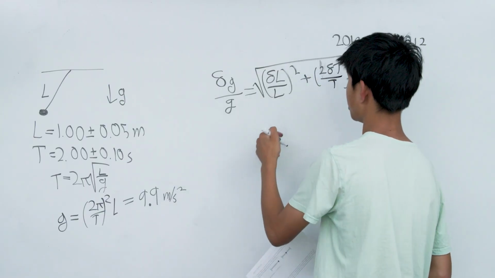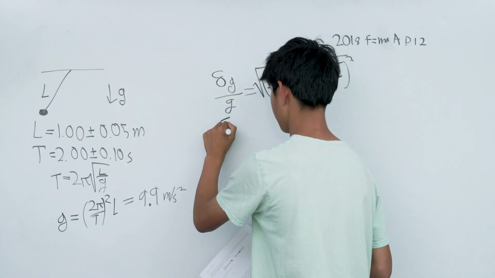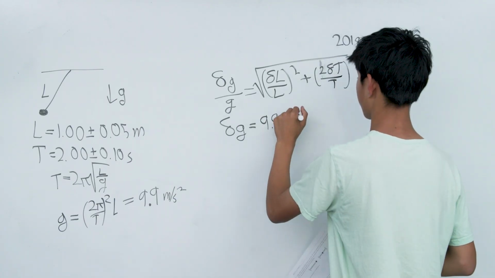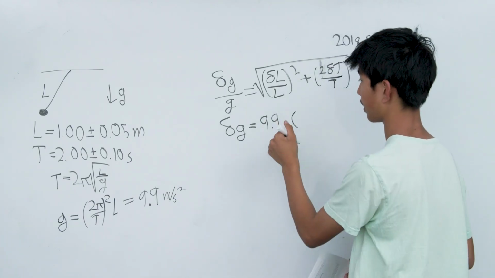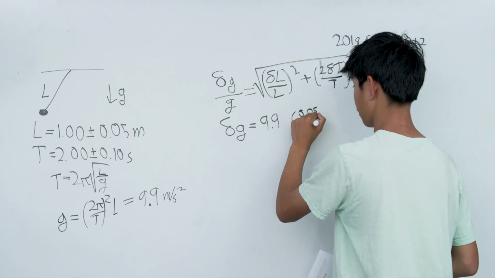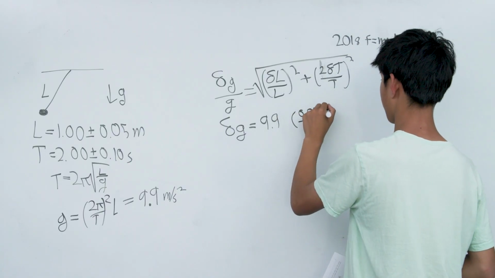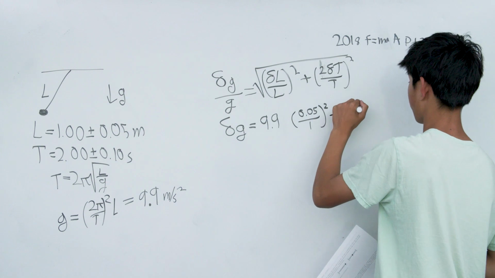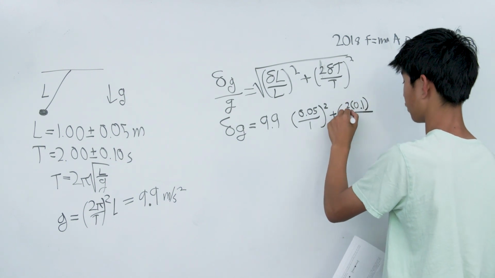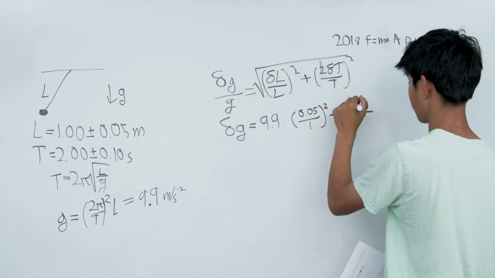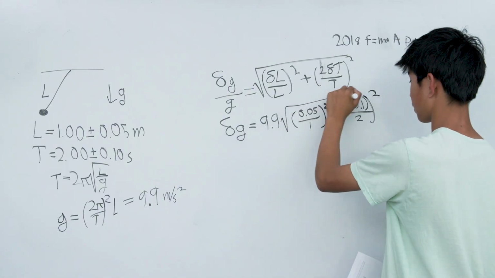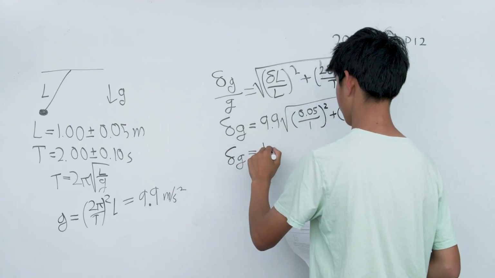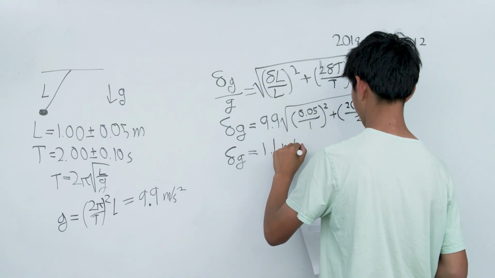Then by multiplying the g over and plugging everything in, we get that delta g is equal to 9.9 times the square root of the uncertainty for the length, which is 0.05 over 1, simply squared, plus 2 times 0.1 over the time T, which is 2, squared, and square root this. All of this, delta g, eventually comes out to be 1.1 meters per second squared.